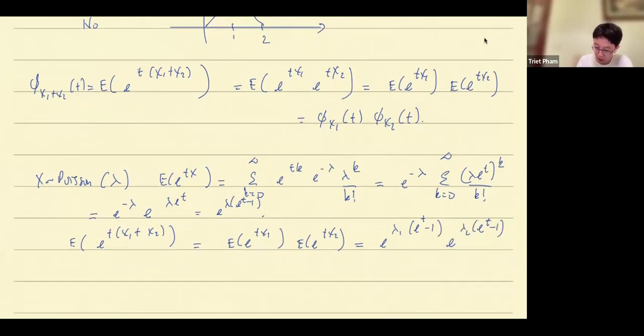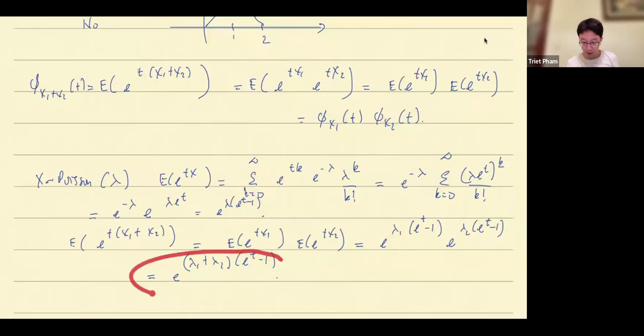And by the property of the exponential, and therefore by the general remark that the moment generating function is unique in terms of identifying the distribution, this must be a Poisson random variable with rate lambda 1 plus lambda 2.